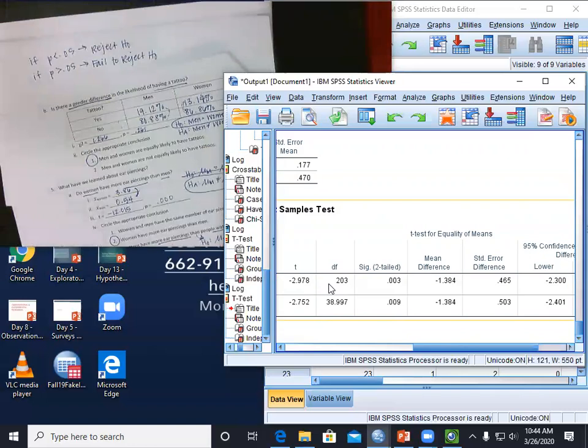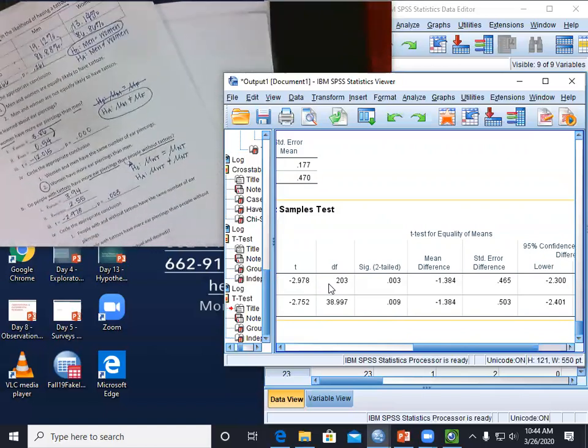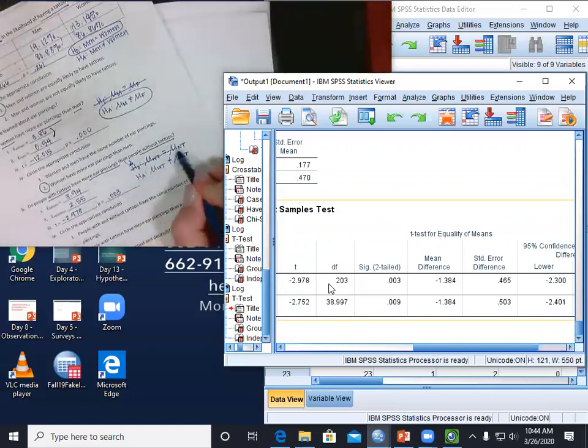Need some Jeopardy music. All right, we would reject. 0.003 is less than 0.05, so we are going to reject this null hypothesis. We are going to side in favor of the alternative.